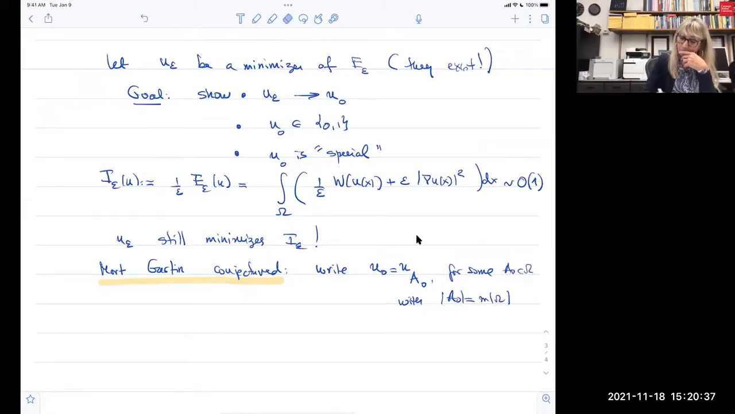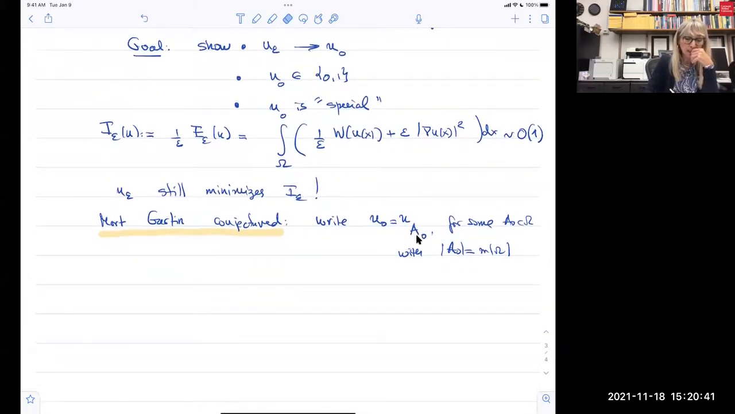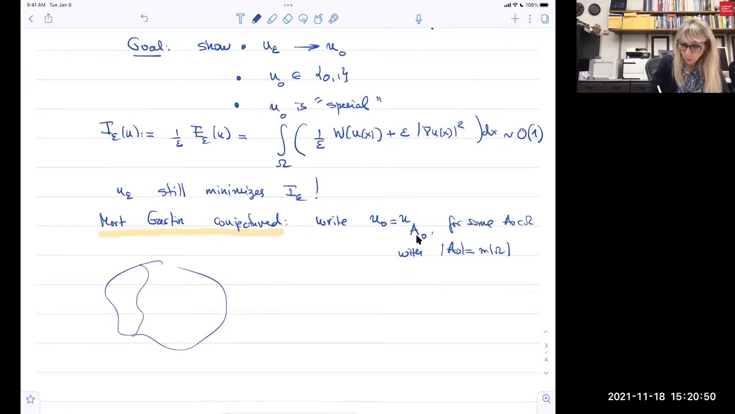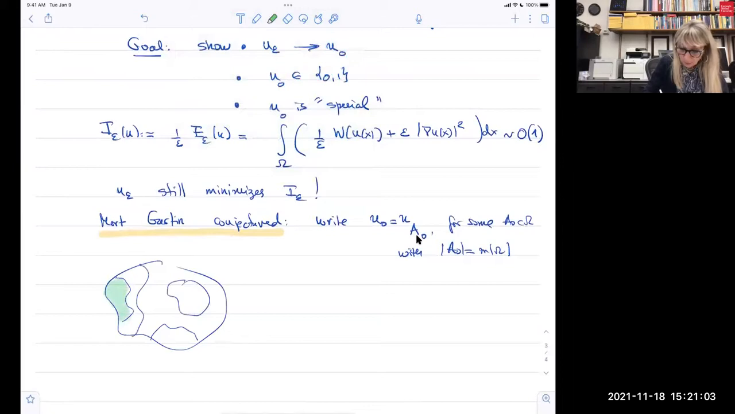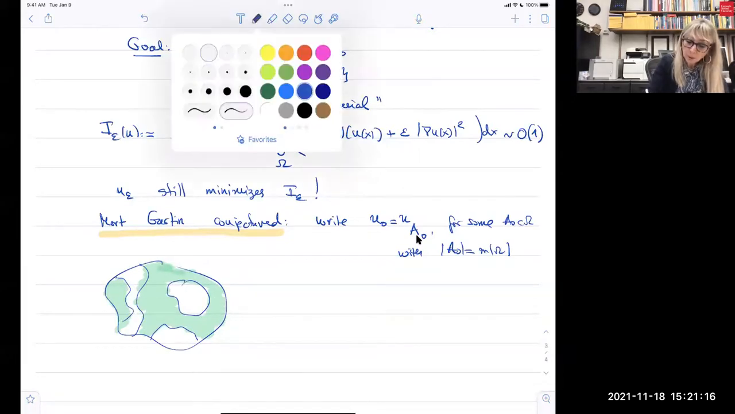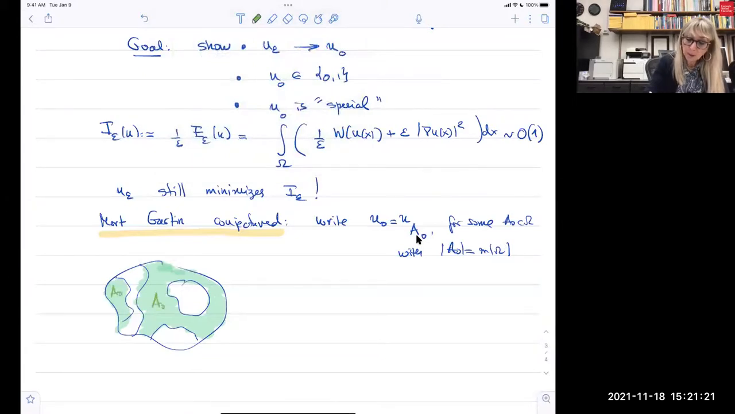I think I was using green for the ones, and I was using red for the zeros. So here you're going to have A0, right? And then in the complement, that's where you have zeros. So it's some geometry like this. Actually, it would not be like this, because it has to be special. But in general, A0 would be something that would look like that.